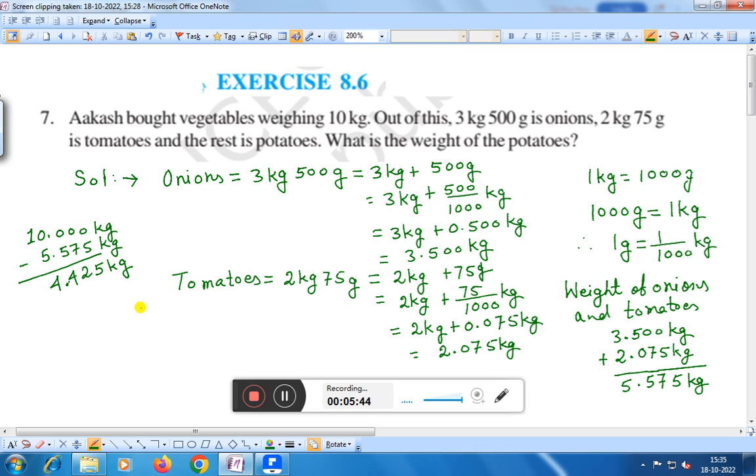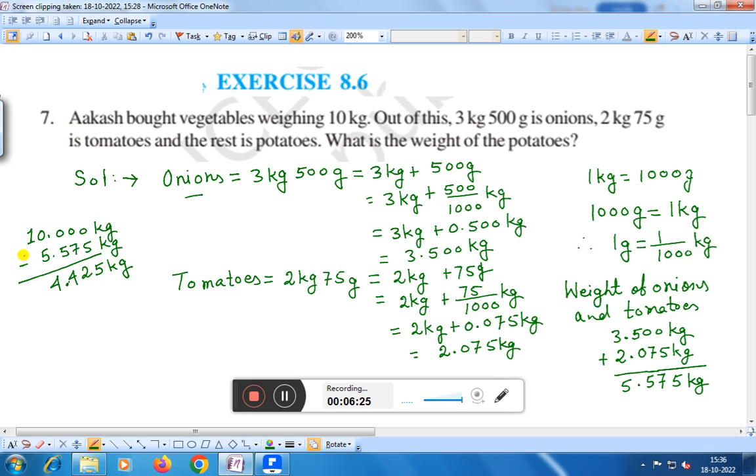What is the question? What is the weight of the potatoes? That means the weight of onions is 3.500 kg and the weight of tomato is 2.075 kg. Therefore, the weight of onions and tomatoes together is 3.500 kg plus 2.075 kg. If we add it, we are getting 5.575 kg. And the total weight of the vegetables is 10 kg. That is, we have to subtract 5.575 kg from 10 kg, 10.000 minus 5.575. You subtract it, that is 4.425 kg. What is the weight of the potatoes?